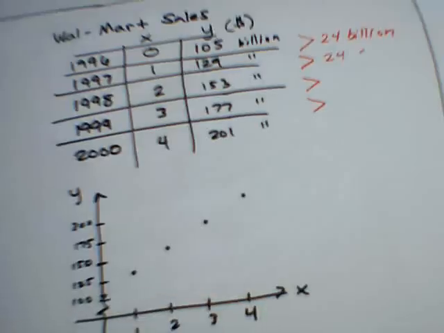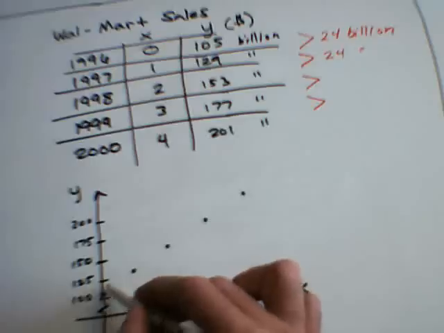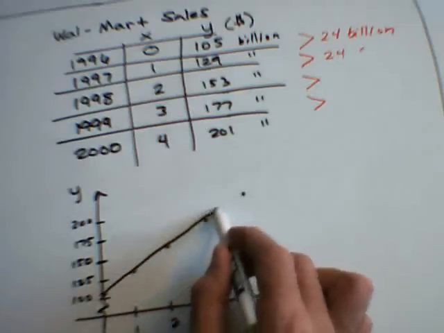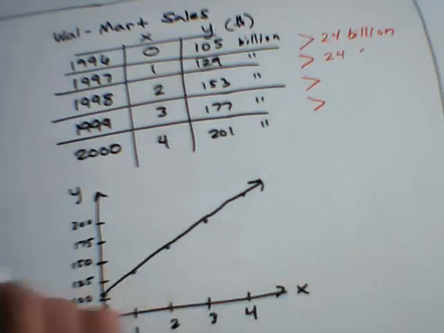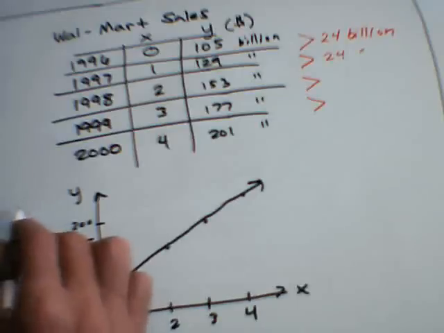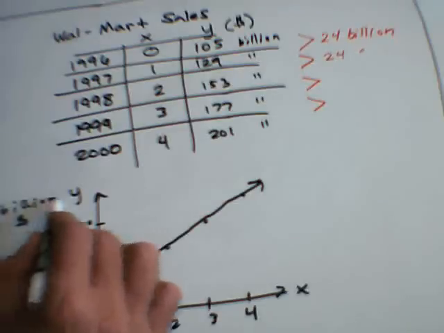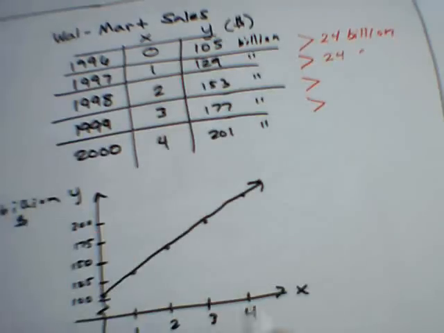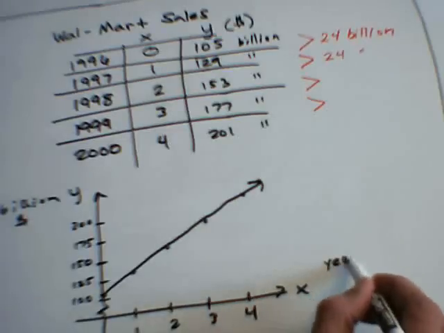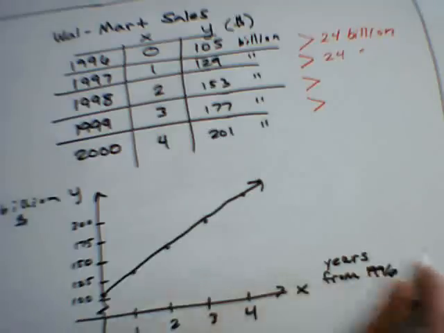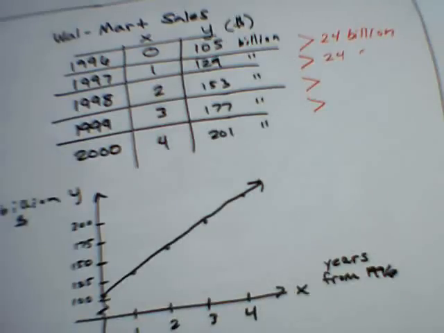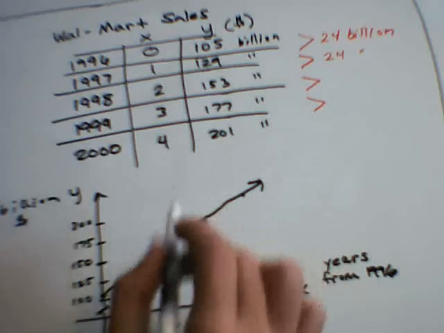So what you'll notice is that these points fall in roughly a straight line. In fact, they fall exactly in a straight line, because I did tinker with the data so that it would happen that way, so that it would be a perfect line. But that would be our graph here for Walmart sales in billions of dollars, in the years here, marking from 1996. Okay, so that would be a linear function. I'll put that here.